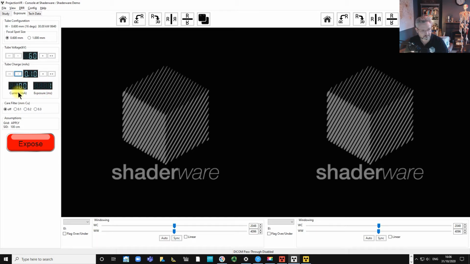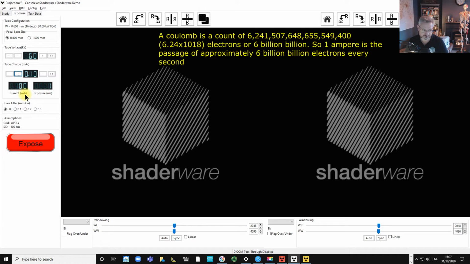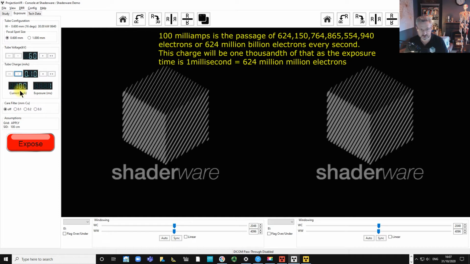Now, to get 0.1 charge, we're going to have 100 milliamps. Now, milliamps, amperage is a rate of flow of electrons. So it's defined as a certain number of electrons flowing in a certain rate. So so many electrons will travel per second. That's an amperage. So 100 milliamps is 0.1 amps. And that's a very low number, relatively low number, because this is a very low charge.